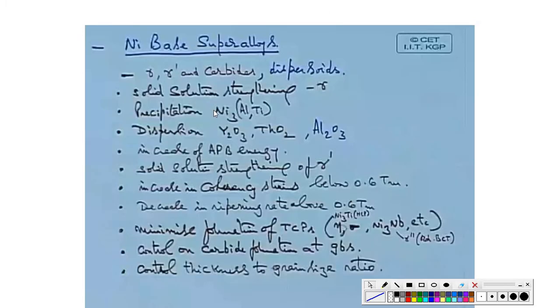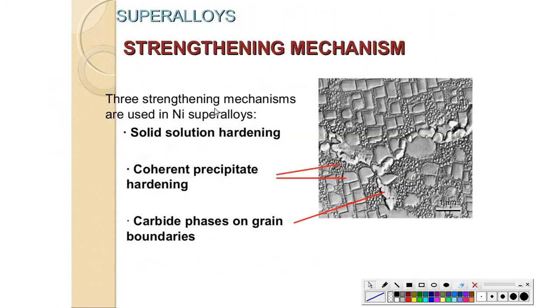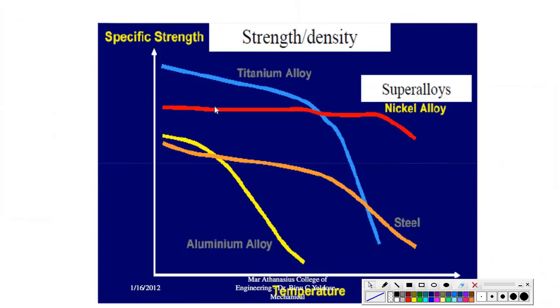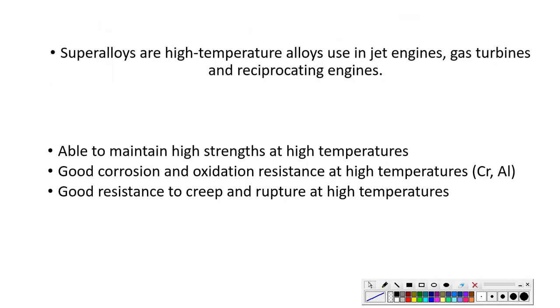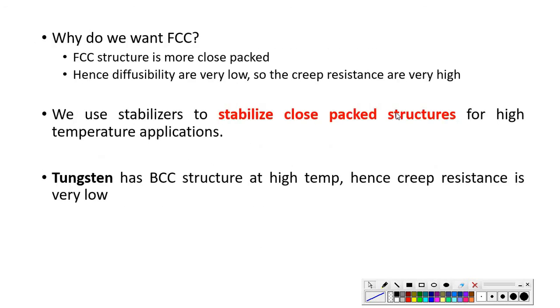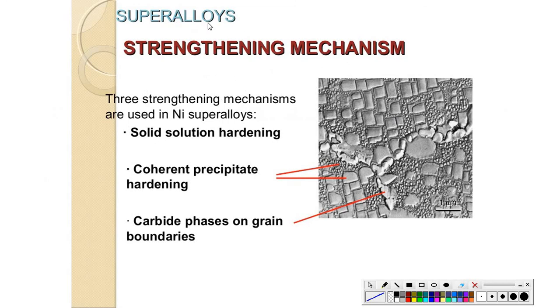Okay, that is the application of superalloys, and this is about superalloys. The main important characteristic of a superalloy is that it is very useful in high temperature areas. It can maintain high strength and even high toughness at a high temperature, and it has very good corrosion resistance and creep resistance. Okay, and study these strengthening mechanisms of the superalloys also.